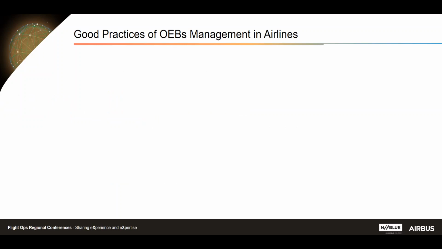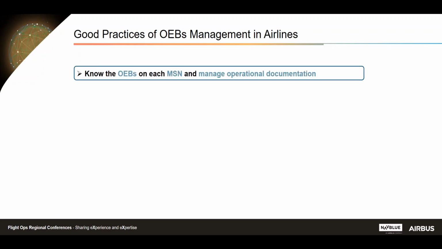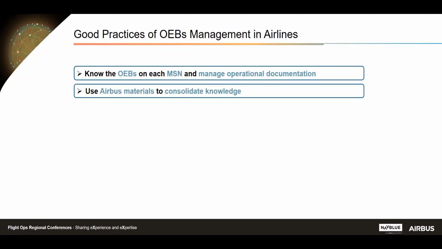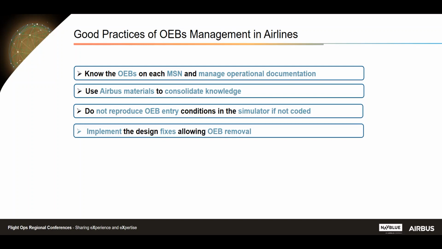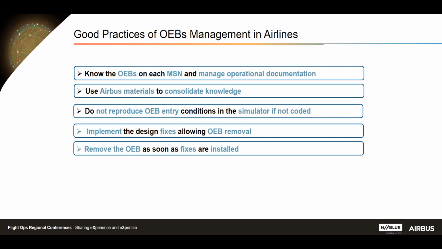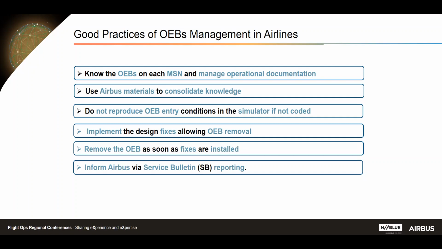In this presentation, we will see in detail the following good practices for OEB management in airlines. Know your OEBs on each MSN and manage operational documentation. Use Airbus material to consolidate knowledge. Do not try to reproduce OEB entry conditions in the simulator if not coded in the simulator malfunctions panel. Implement the design fixes allowing OEB removal. Remove the OEB as soon as fixes are installed. And inform Airbus through SB reporting.